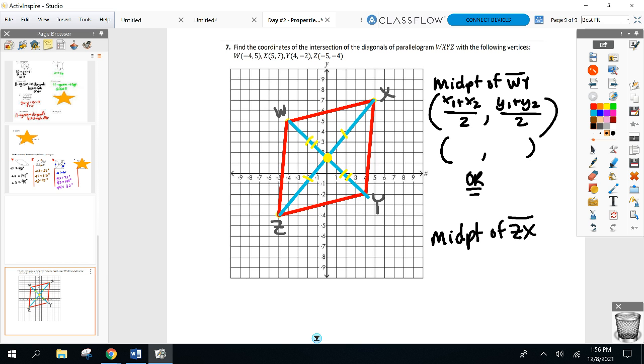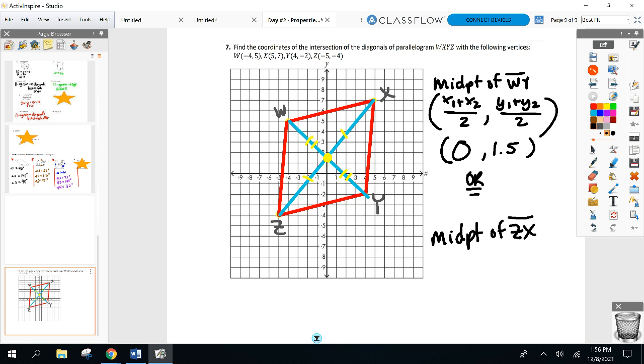The point you get should look like that point of intersection, right? X coordinate 0, 0 for the x coordinate. How about the y coordinate? This is why we do it mathematically and not by looking at the graph. 1.5. All good? The intersection of the parallelogram's diagonals is at its midpoint.